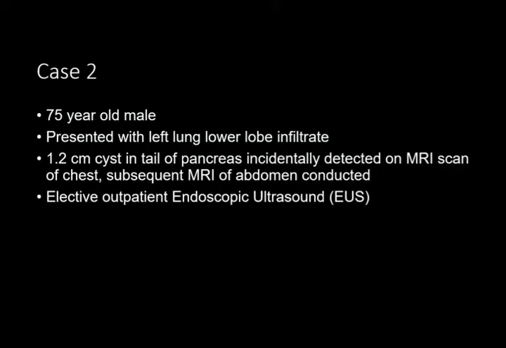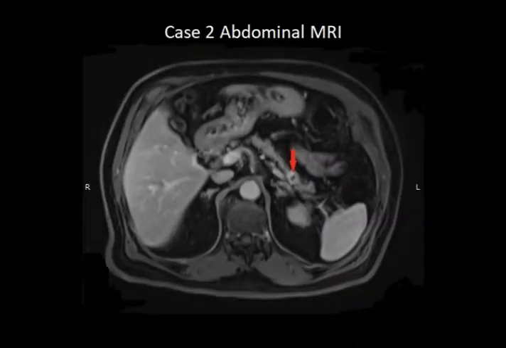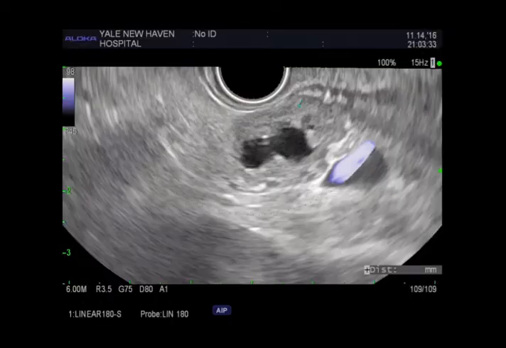The patient is a 75-year-old male who presented with a left lung lower lobe infiltrate and was referred for a chest MRI. A pancreatic lesion was found and the patient was referred for an abdominal MRI for better imaging of the lesion. The abdominal MRI detected a 1.2 cm cyst in the tail of the pancreas, as demarcated by the red arrow. The patient was referred for EUS.